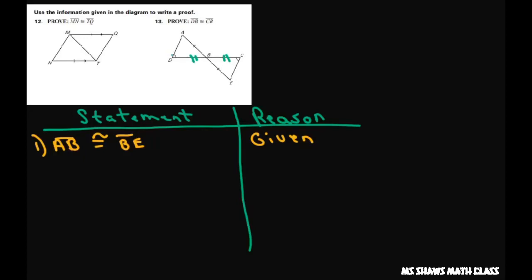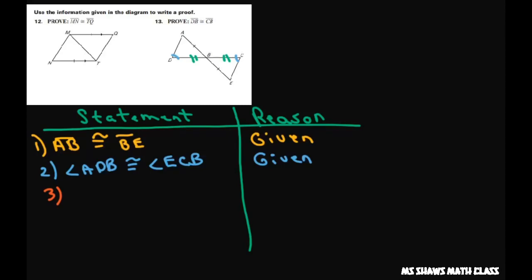Secondly, we have these little markings here. So we can say that angle ADB is congruent to angle ECB. So that's given. All right, so let's see what else we can do.